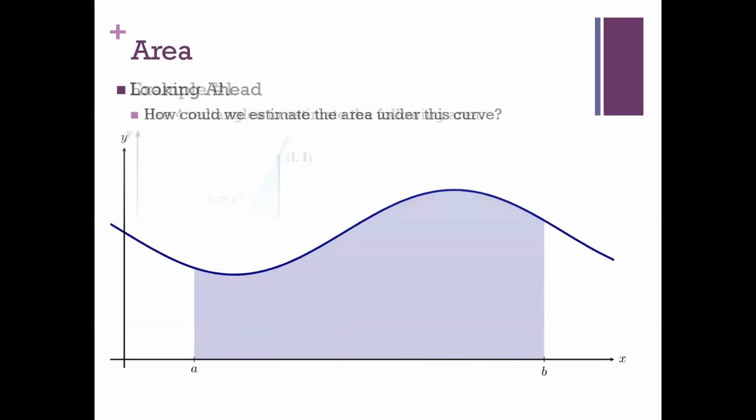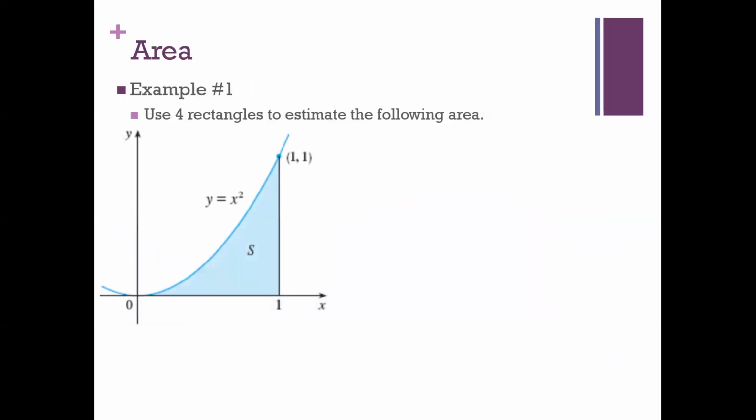So that's pretty abstract. Let's go to something concrete here. I want to use 4 rectangles to estimate this area. So looking at our basic parabola y equals x squared on the interval from 0 to 1, I want 4 rectangles, and let's make them equally wide. Given what I have given you so far, you could do this any number of ways.